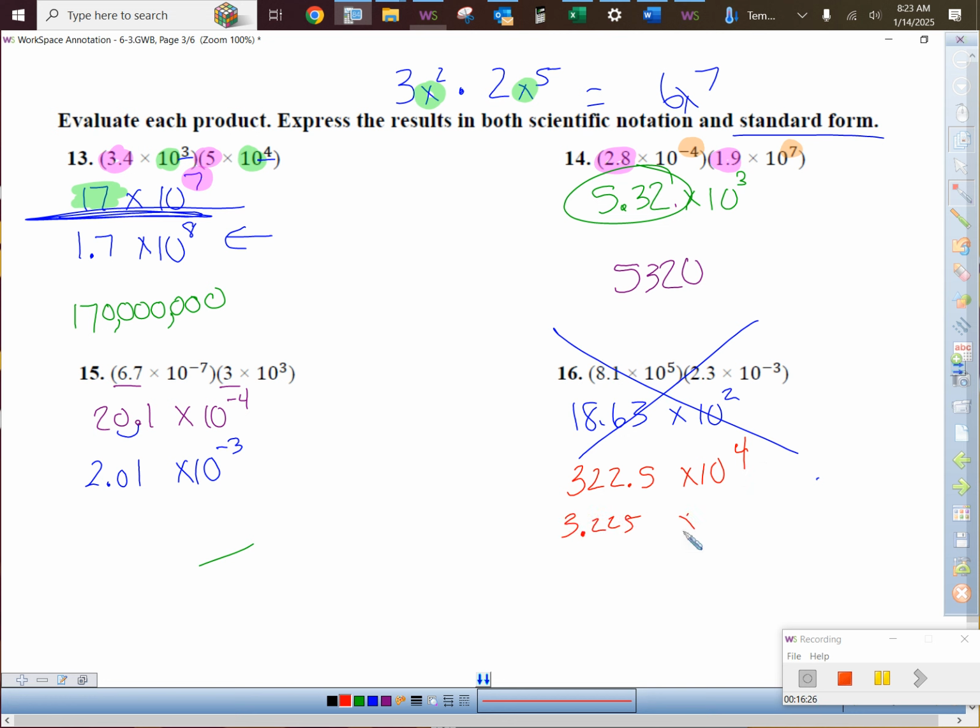3.225. Then, are we cool with the fact that we made him smaller, right, to get down there? The other guy has to get bigger, but how many places did I move the decimal? I moved him 2 places, so this 4 has to get 2 bigger. Are you with me on that? He has to get 2 bigger and become a 6.